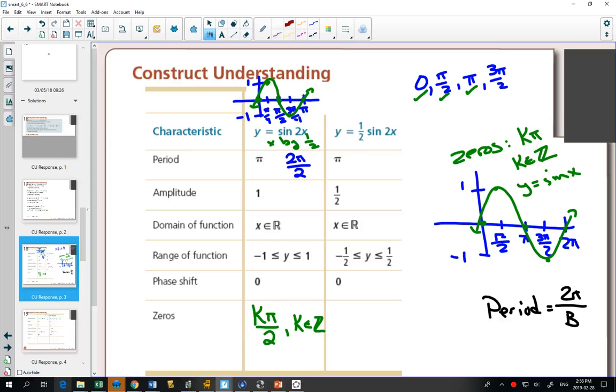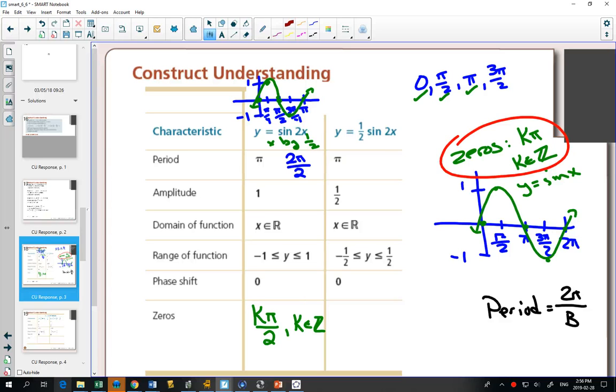And so we can use the idea that our x values are multiplied by 1/2 and take that we know what the zeros of our regular sine graph are and multiply them by 1/2 as well. Because that horizontal compression is going to affect all of your x values and going to affect all of your zeros as well.